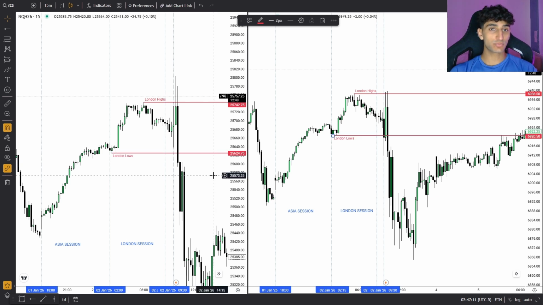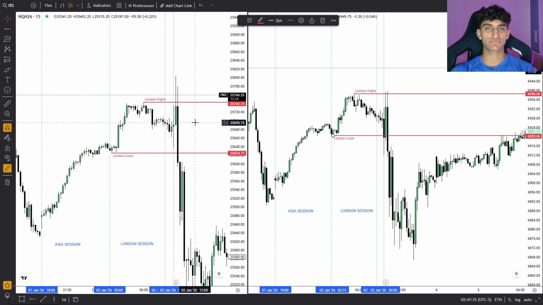Now, since we've determined where our liquidity levels are in the previous sessions, we head on to the 1-minute time frame and see where we could actually find a trade within the New York first AM macro or the second AM macro. Now before we move on, the first AM macro is from 9:45 all the way to 10:15, and the second AM macro is from 10:45 all the way to 11:15.